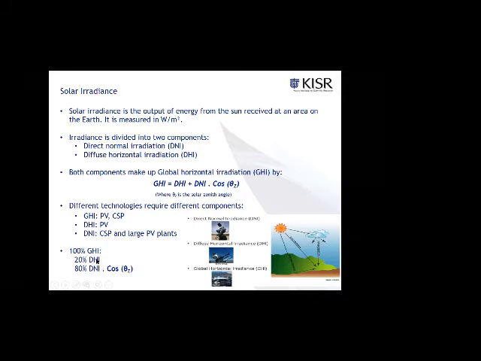So usually the diffuse rays constitute 20% of the global horizontal irradiation, and the other component makes up 80% times the cosine of theta, of course. And this small figure on the right shows you both components. The diffuse means that it is not absorbed directly by Earth, but it is usually diffused by clouds and other elements in the atmosphere.